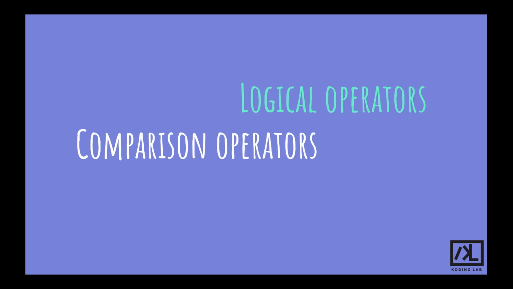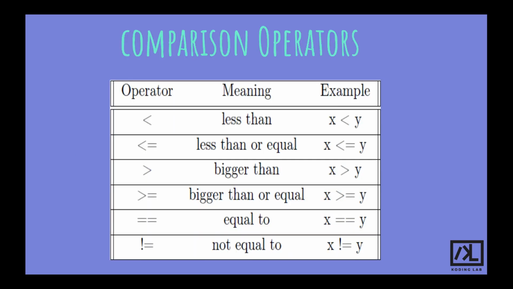Then we have two main types of operators, logical operators and comparison operators. First, comparison operators. We have 6 comparison operators. We have less than, and we can write x less than y. We have less than or equal, and we can write x is less than or equal y. We have bigger than or equal to, and not equal to.